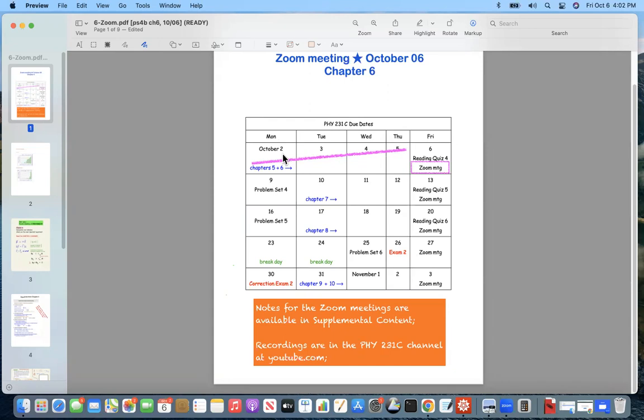Last week was the first exam, and after the exam was over, people started working on the two chapters, 5 and 6. That continues this week. So this week is actually 2 weeks. And here's the Zoom meeting.